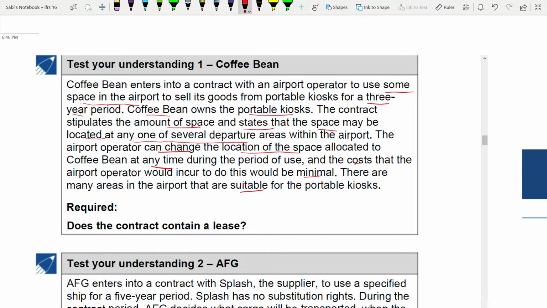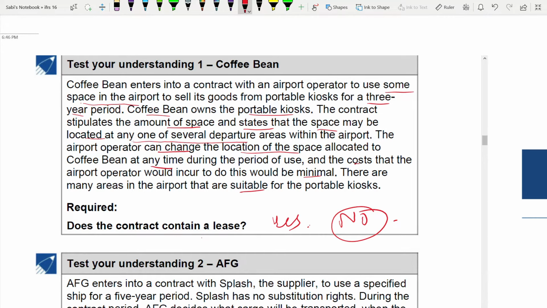If your answer is yes, reading everything, that means you still don't have the understanding of IFRS 16. It's poor. You need to revisit the previous slide. If your answer is no, yes, you have understood. It's correct. No is the answer. It's not a lease. The contract does not contain a lease, but you have to give reasons. Just saying it does not contain a lease is not enough. Why does it not contain a lease?